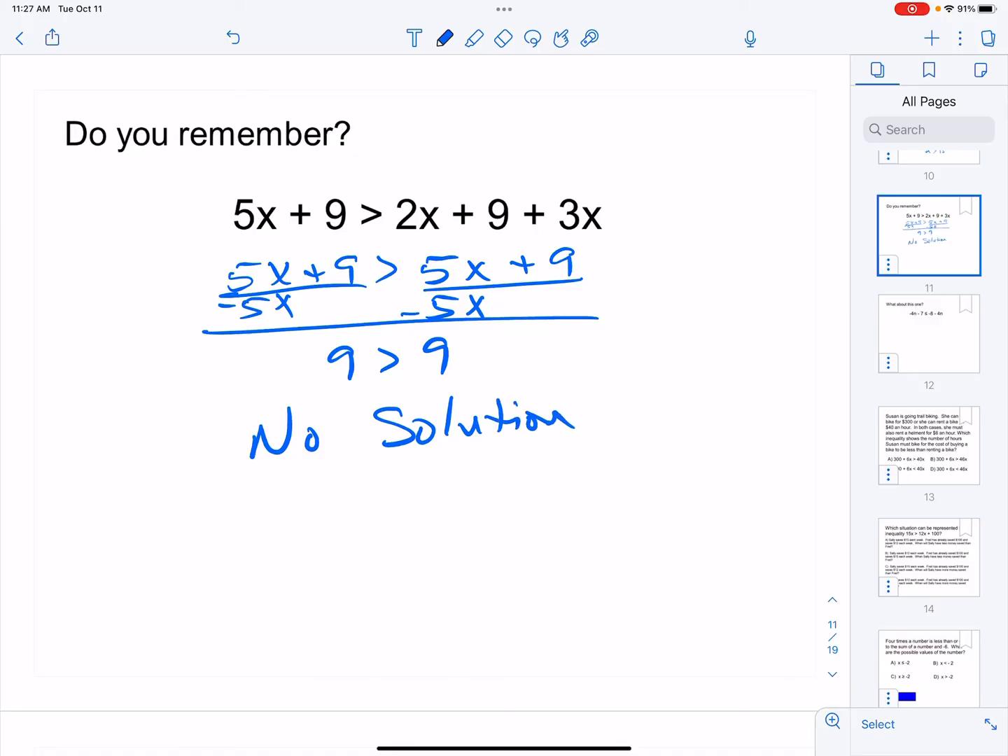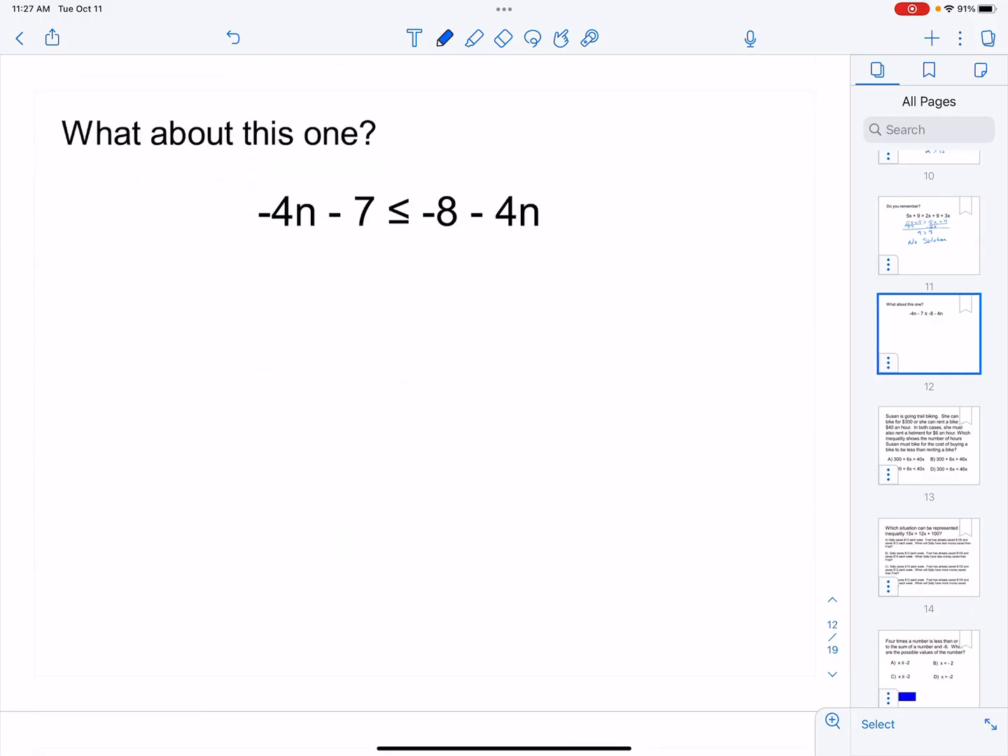So you can still have your variables eliminate, but in an inequality, you've got to determine if that is a true statement or not. And you've got to think about greater than, less than, things of that nature. So let's look at one more real fast, and then we will call it a video. In this one, we've got negative 4n minus 7 is less than or equal to negative 8 minus 4n. So again, you've got the 4n's that are the same on both sides, so that should clue you in.